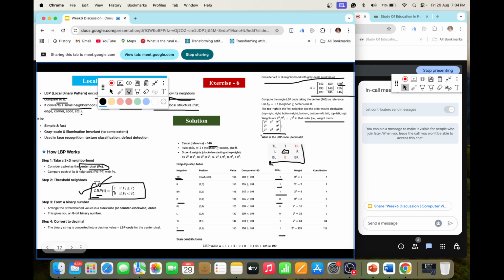Now how can we get the LBP value? We get the LBP value by multiplying each bit by its weight and then summing them.